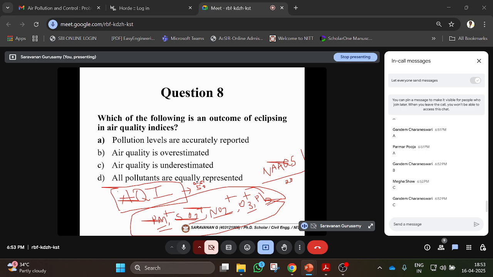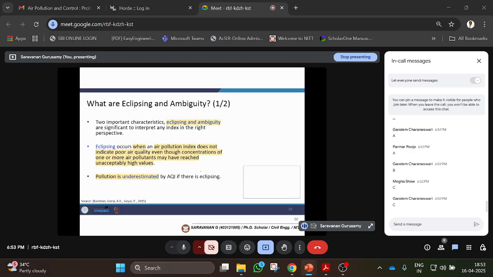So there will be some errors in the AQI. That is called eclipsing. Another one is ambiguity. Eclipsing is the one which will, what do you know of eclipse, right? Moon eclipse, solar eclipse. That will hide some. So it is underestimated, not overestimated. B is wrong, C is correct because it's hiding some. So what is a solar eclipse? That will hide, right? So some value has been hidden, so it's underestimation. It's called eclipsing. Then what is ambiguity?